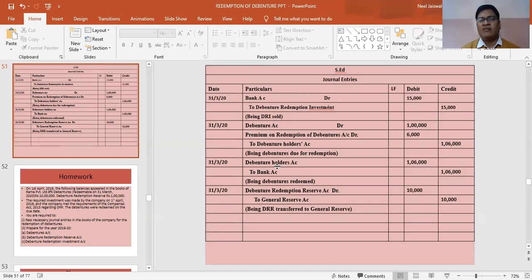Then again, on the same date, debenture holders to bank, 1,06,000. So debenture account debit 1 lakh, premium on redemption 6,000, to debenture holders 1,06,000. Then debenture holders to bank 1,06,000.